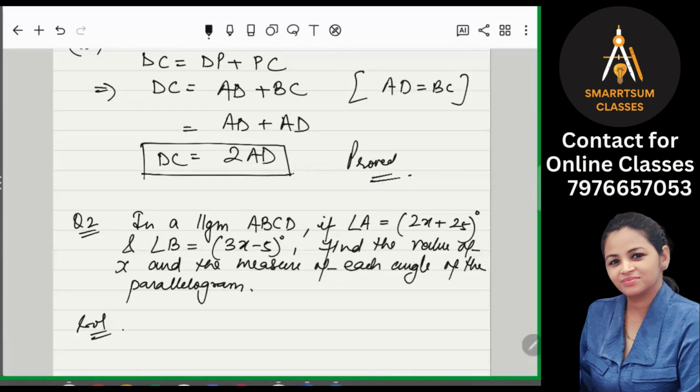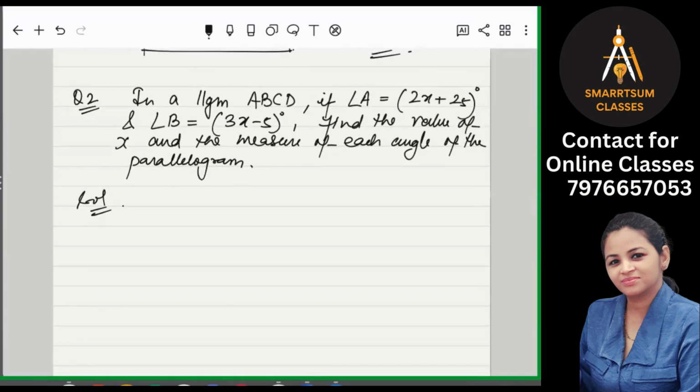Now in this question number 2, in a parallelogram ABCD, if angle A is 2x plus 25 degrees, angle B is 3x minus 5 degrees, you have to find the value of x first, and then you have to measure each of the angle of the parallelogram, right? Okay, so two angles are given in terms of x. First, you have to find the value of x, and then you have to find all the angles of a parallelogram. So what you will do?